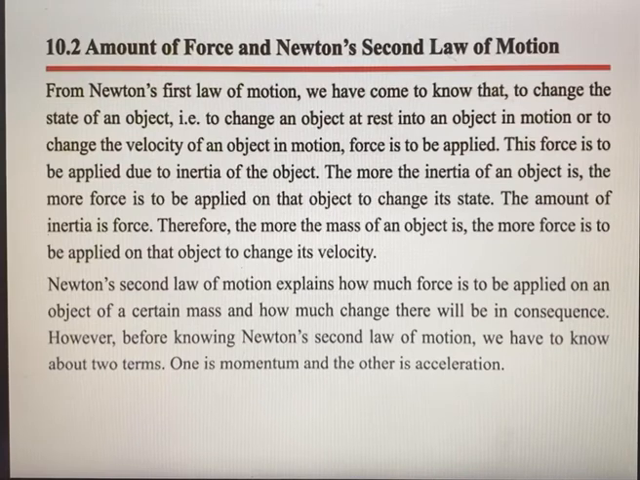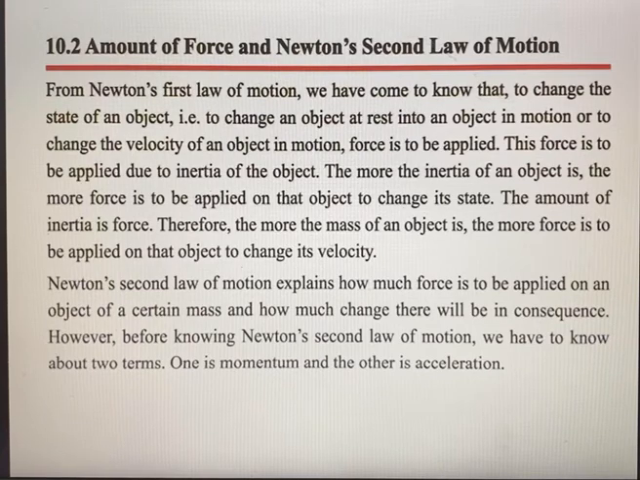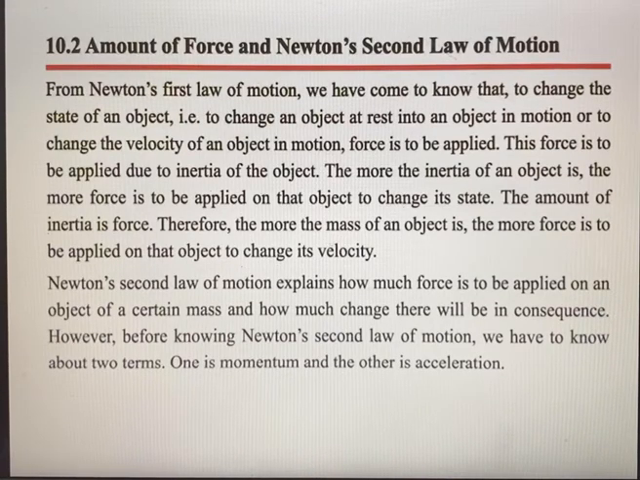Actually, Newton's second law of motion is related to mass and acceleration. So from Newton's first law, we came to know that to change the state of an object, such as to change an object at rest into an object in motion or vice versa, force is to be applied due to the inertia of the object. The more the inertia of an object, the more force is to be applied on that object to change its state, right? It's normal.